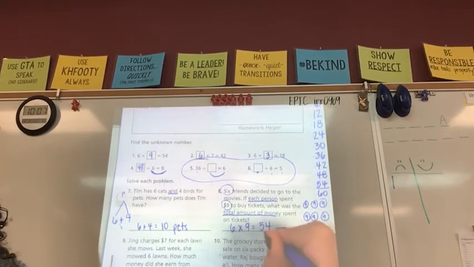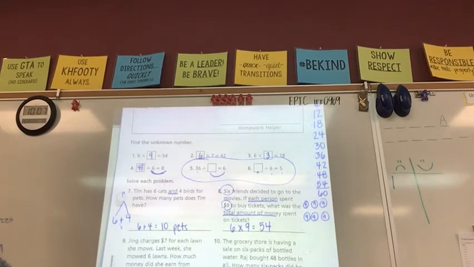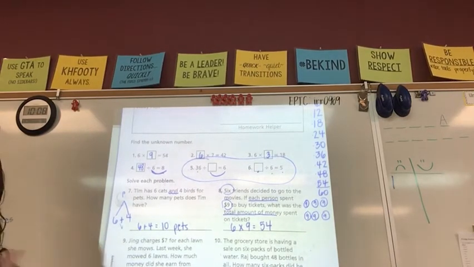But be really careful with your label here. What was the total amount of money? We can have a couple labels for money. I'm not going to say 54 total amount of money. That would be a silly label, right? But is it talking about 54 cents? Is it talking about $54? How can I label that?